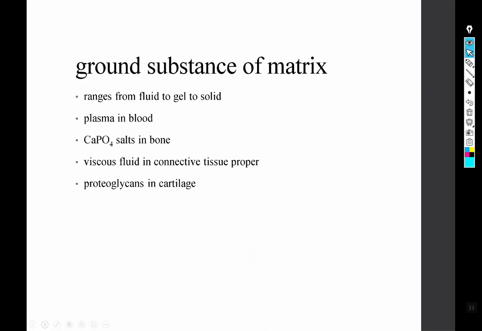Okay, so the ground substance of the matrix, so remember, we're going to just give ourselves a reminder, this is non-living organic material of some kind. And it's usually organic, but not always. So organic here means contains carbon.